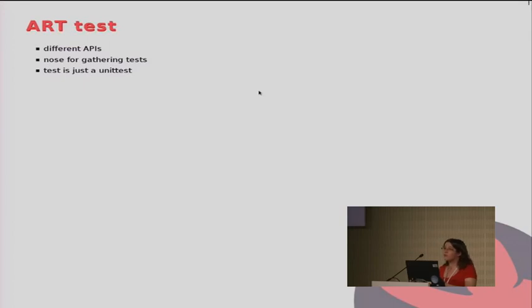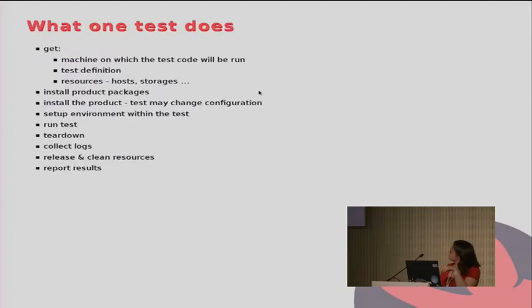What else? We don't run test collecting functionality by ourselves. We use Nose for it. So everything which you have in Nose, like tagging, you can use here. And when you take a look at this code, one test is just a unit test. And usually it's not that long, because everything in this test is only, when we go back here, this run test, this setup, run test, teardown. Or sometimes even without setup and teardown, when it's common for a lot of tests in one suite.